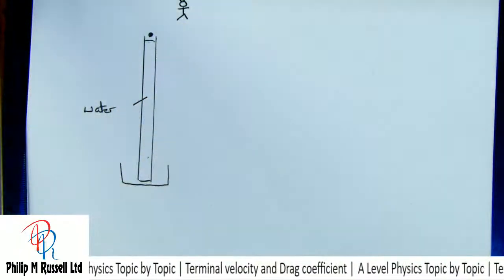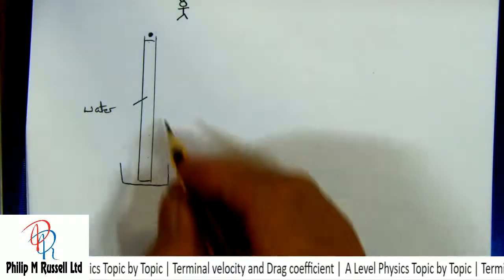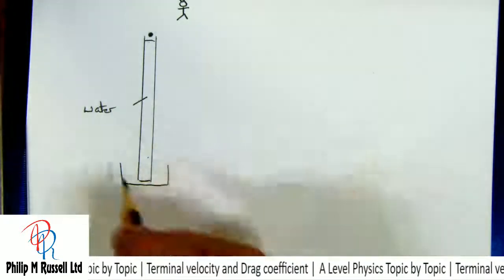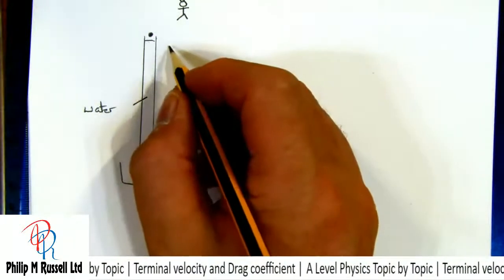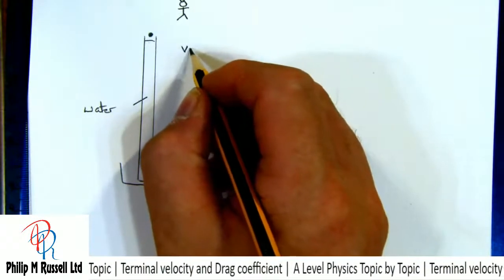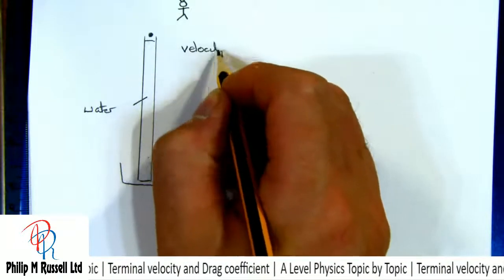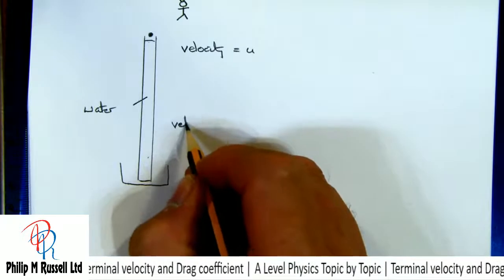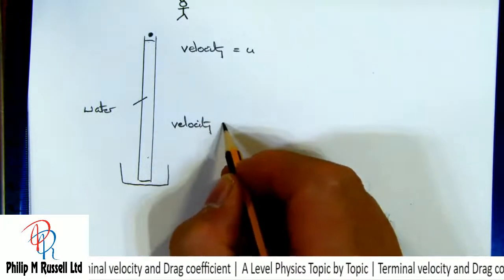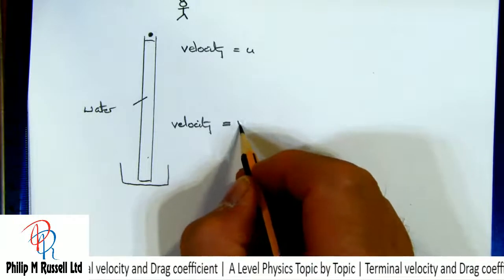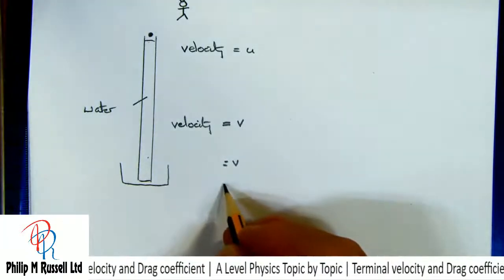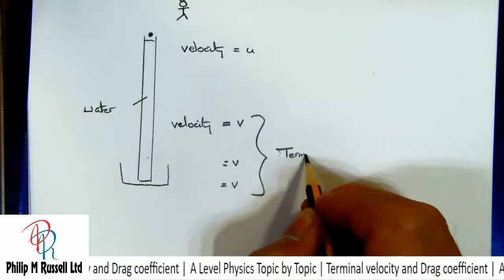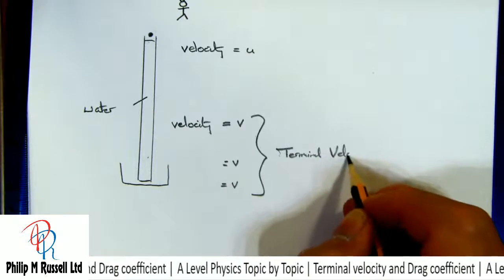I'm going to see if it will accelerate up to a speed and then stay at that speed. Since it's going in one direction, let's say it's going to have a velocity, and our velocity at the start is going to be u, and I'm hoping some way down it's going to keep a velocity v, and that is going to stay constant, and this is going to be our terminal velocity.